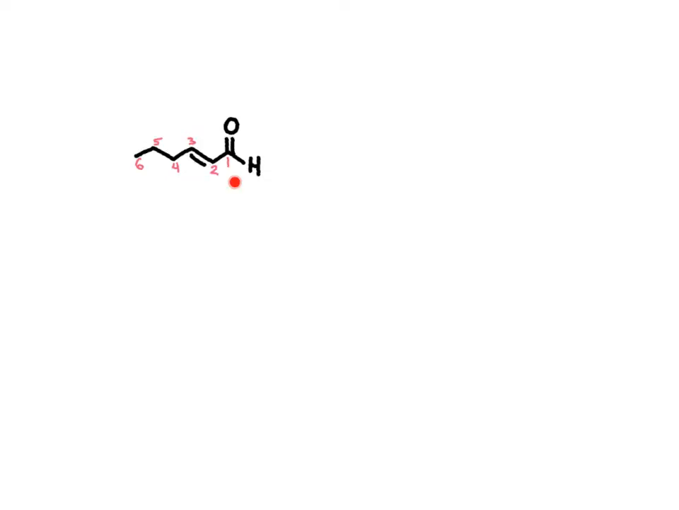This substance is an alpha-beta, carbon number 2 and 3, unsaturated aldehyde, which means it has 2 functional groups. It is a 2-hexene and it also is a 1-hexanal. The name of this substance is 2-hexenal.